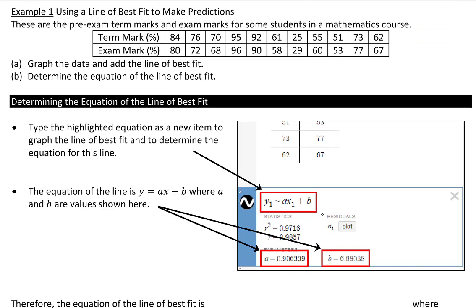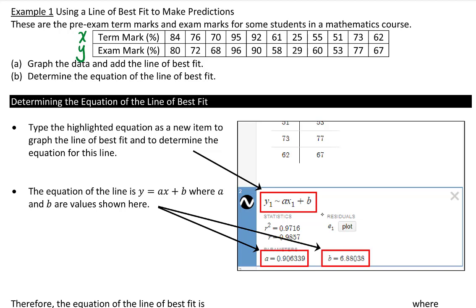So let's go through an example, make some predictions using the line of best fit, and determine whether we're interpolating or extrapolating the data. So example 1, we're comparing term marks with exam marks. This is the practice question that we looked at yesterday, and we noted that the term marks will be our x values and the exam marks will be our y, because we said our exam mark would depend on how well we did throughout the term.